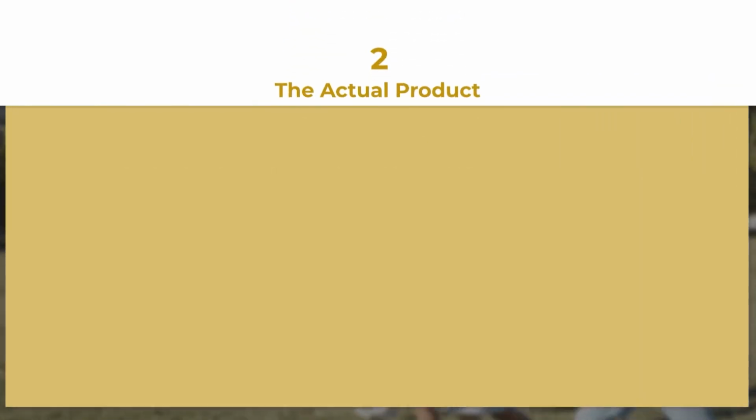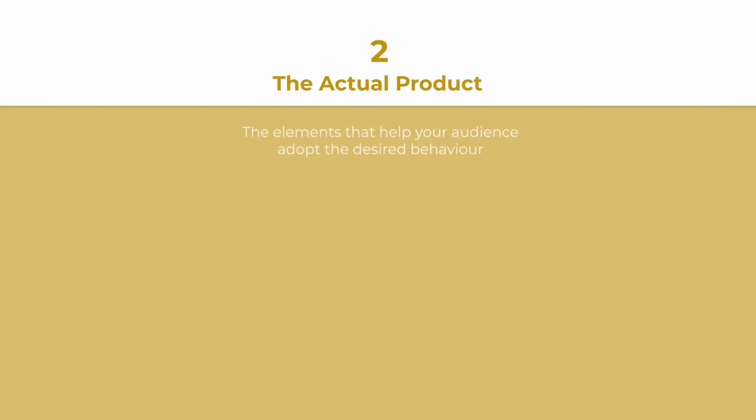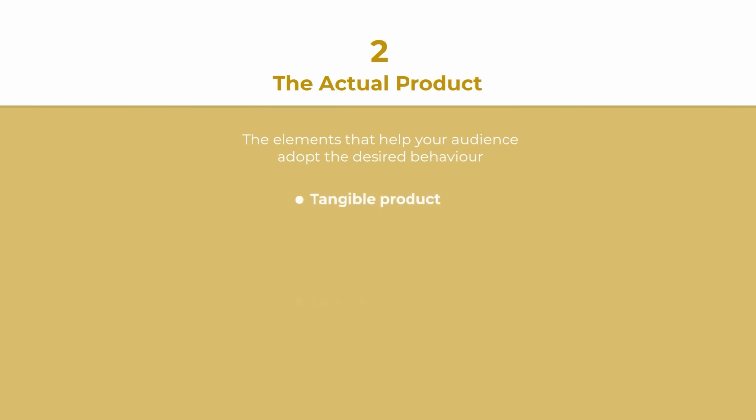Next, consider the actual product, the tools for change. This is what enables your audience to perform the desired behavior. It could be a tangible product, a service, or a combination of both.